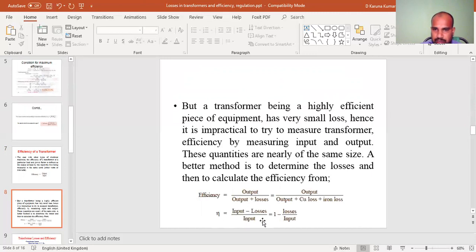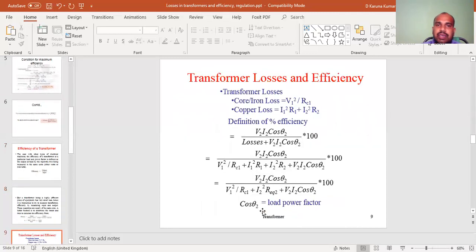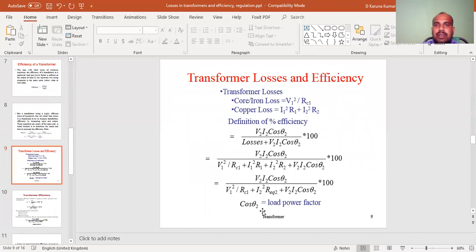So input minus losses by input. Input minus copper losses plus iron losses. Input minus iron losses minus copper losses by input. Okay, these are the transformer losses, copper and iron losses, used to determine the efficiency. V2 into I2 is the output power. Input means losses plus output power.